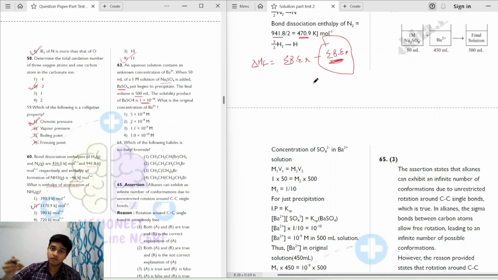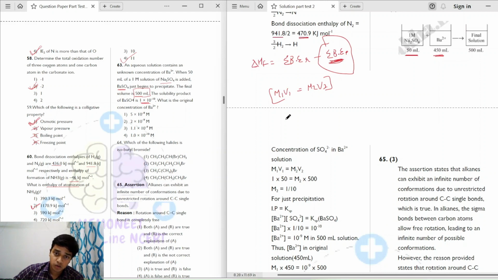So there is a lot of dilution occurring in this question. For dilution, we have to keep in mind that M1V1 is equal to M2V2. When dilution occurs, this formula comes in handy. So 50 ml of solution of sodium sulfate is added and the final volume is made to be 500 ml, which means that the barium solution is 450 ml, and we are adding 50 ml of solution into this.